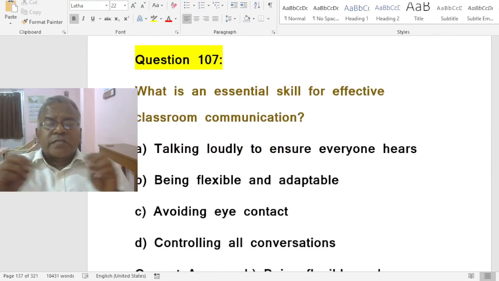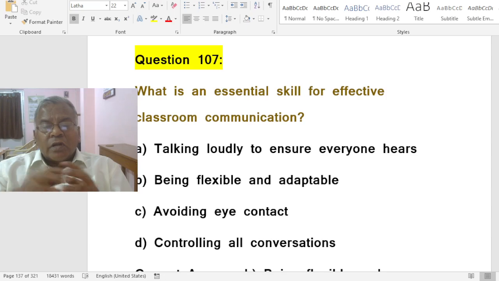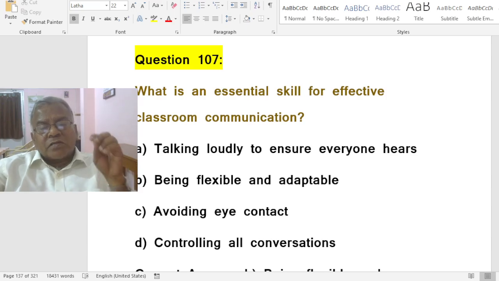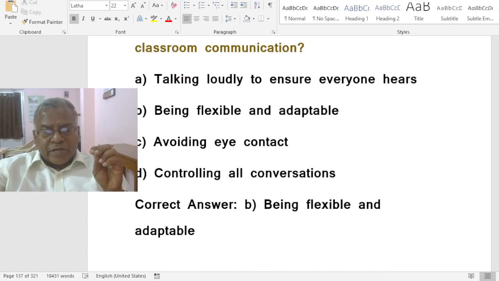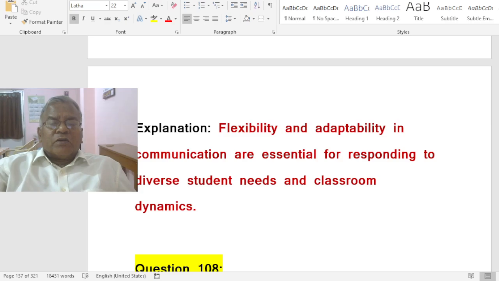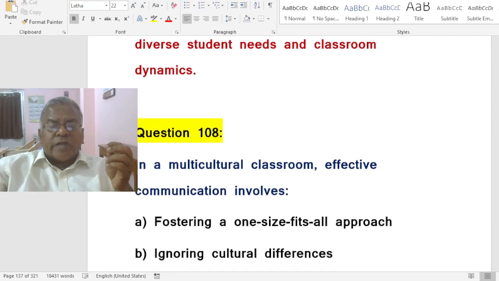What is an essential skill for effective classroom communication? A. Talking loudly to ensure everyone hears. B. Being flexible and adaptable. C. Avoiding eye contact. D. Controlling all conversations. What is an essential skill for effective classroom communication? That is being flexible and adaptable. So, flexibility and adaptability in communication are essential for responding to diverse student needs and classroom dynamics.